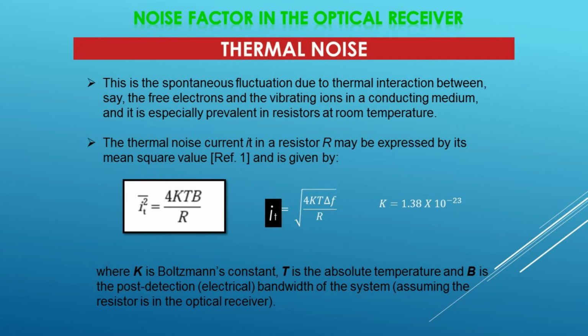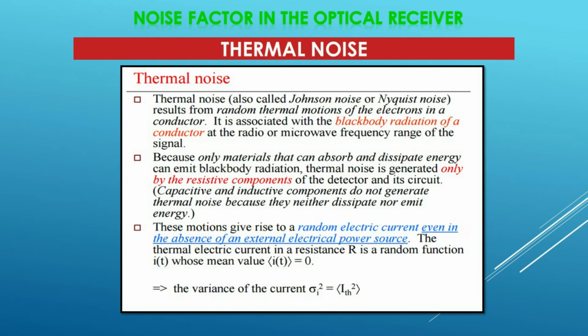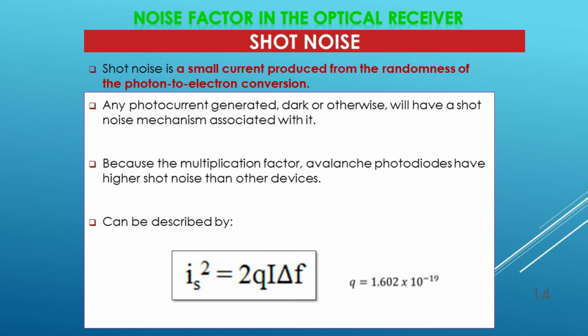Thermal noise. This is the spontaneous fluctuation due to thermal interaction between, say, the free electrons and the vibrating ions in a conducting medium, and it is especially prevalent in resistors at room temperature, where K is Boltzmann's constant, T is the absolute temperature and B is the post-detection electrical bandwidth of the system, assuming the resistor is in the optical receiver.